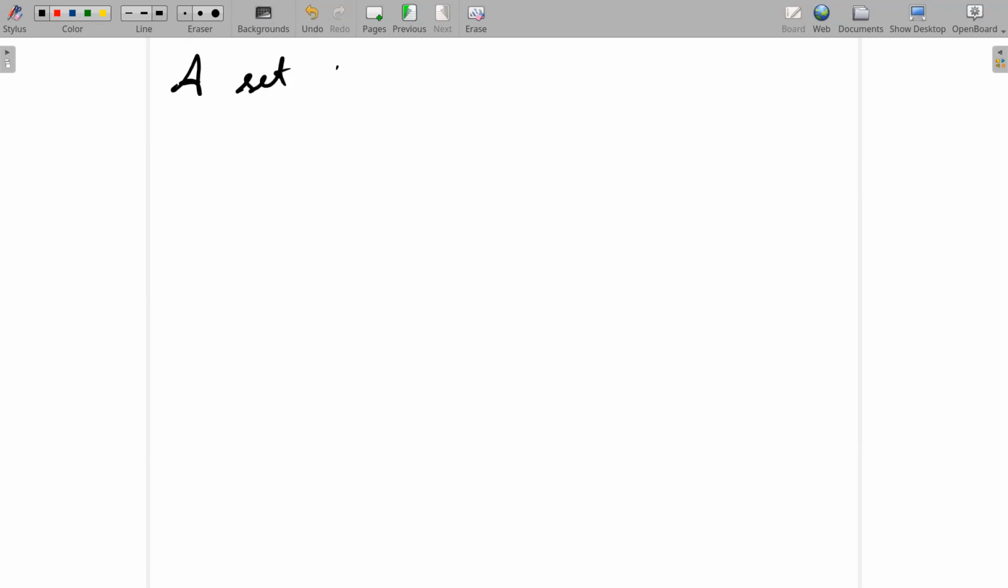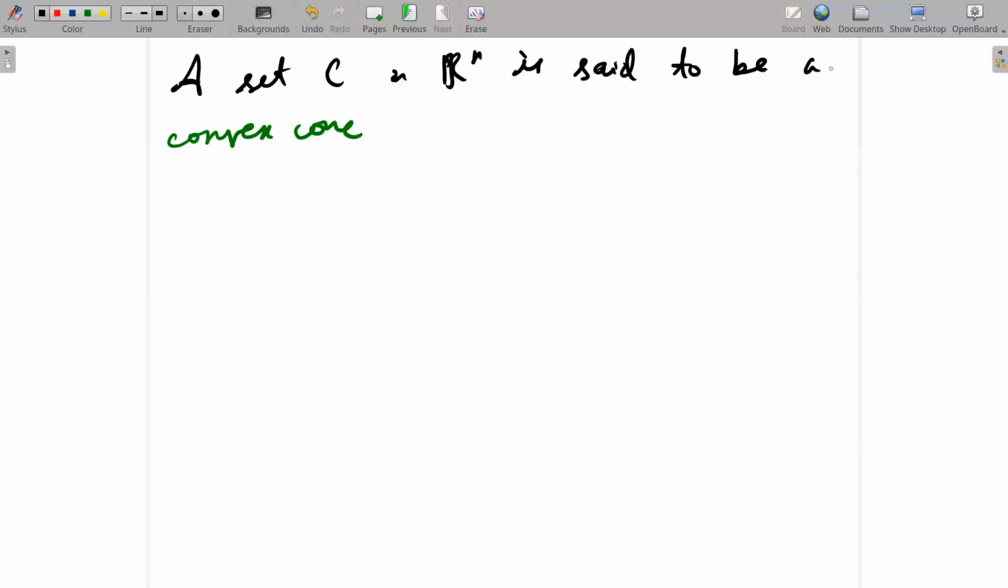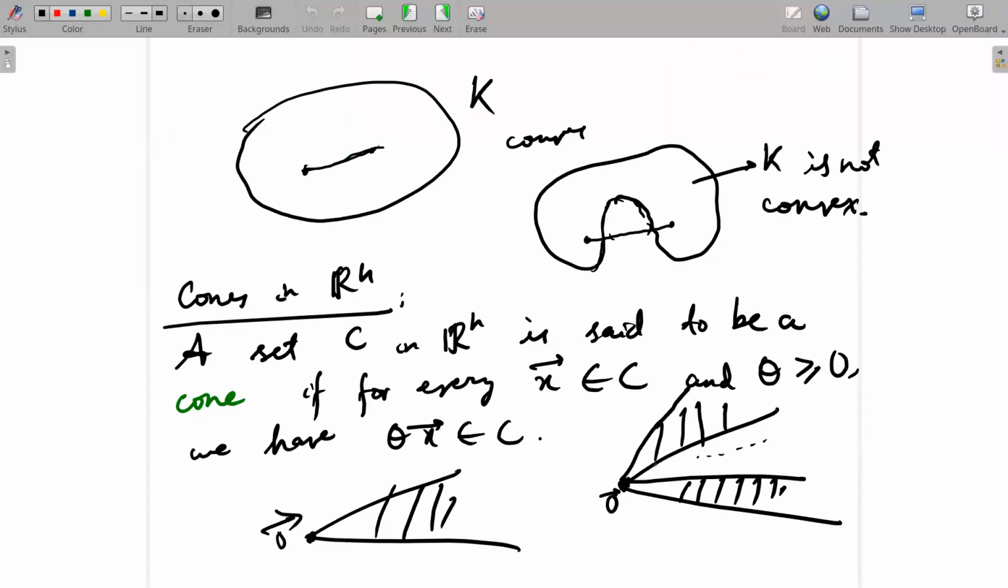So let me write it out. A set C in Rn is said to be a convex cone. Sir, can we have an example of a cone where the cone is not convex? This is the example I give. So you have, let's say, a convex cone and you take another convex cone and in between there is some gap. So this is a cone, right? I'll redraw it. Let me finish this definition first.